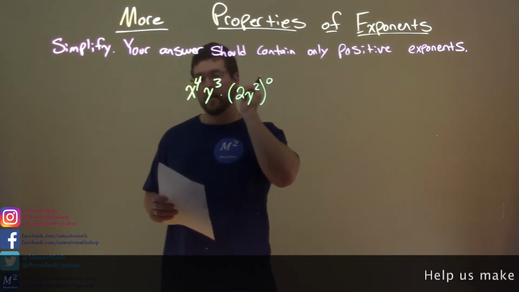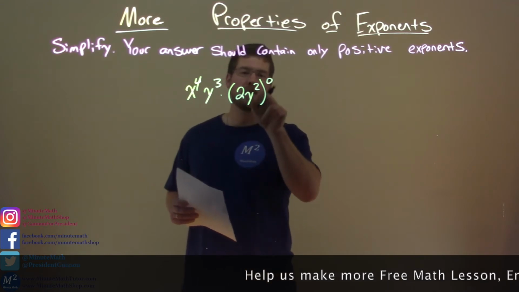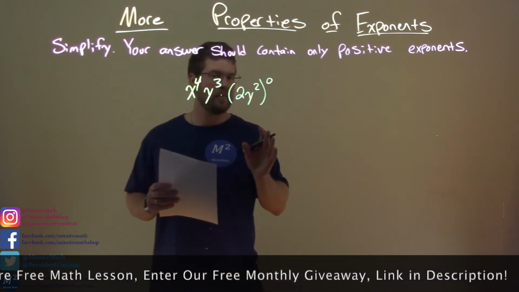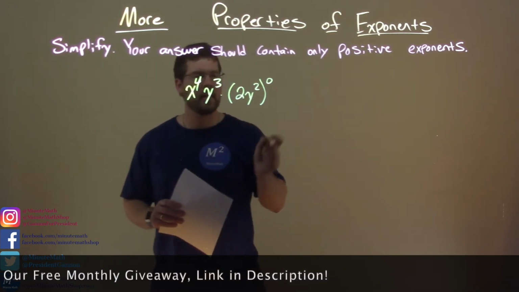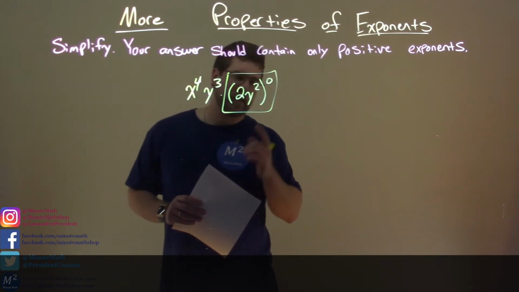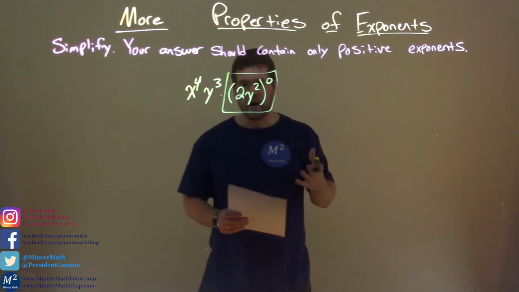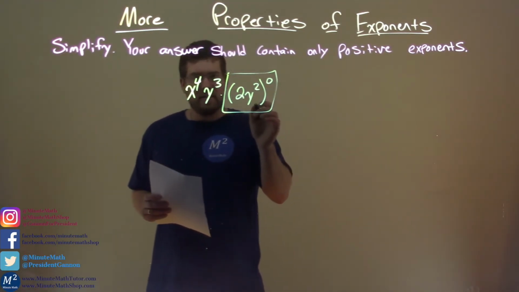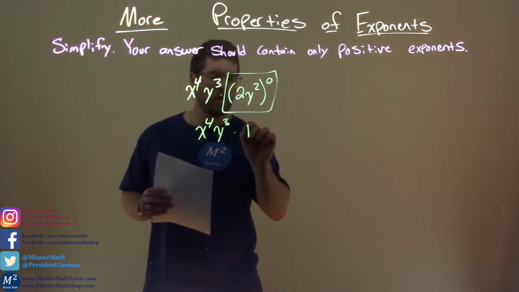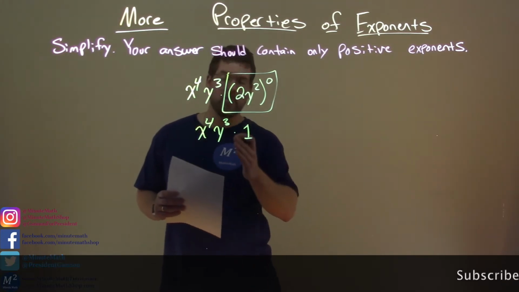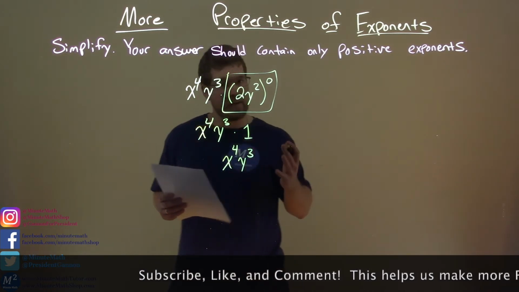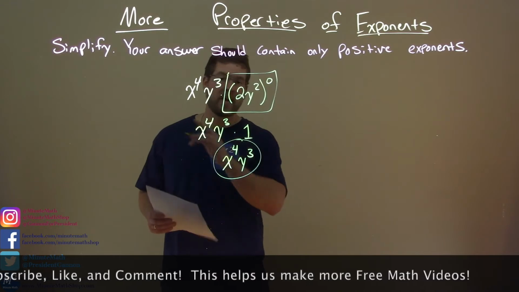X to the 4th times y to the 3rd times 2y squared all to the 0 power. This one's actually very easy, but you don't want to get ahead of yourself and start just multiplying. Take a moment and look at it. We have this second part here all raised to the 0 power. Anything raised to the 0 power is 1, right? So what's inside is just going to be 1. So we have x to the 4th times y to the 3rd times 1. And how often do we write times 1? Well, really never. So our answer is just x to the 4th, y to the 3rd. There's nothing else that we can simplify, and that is our final answer.